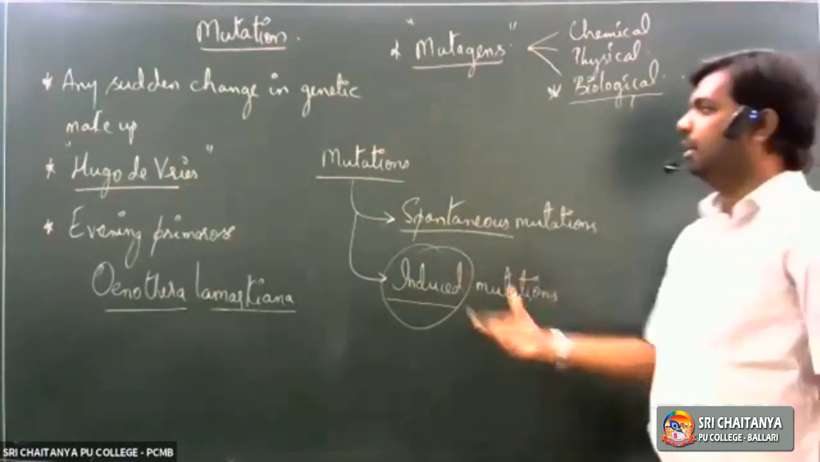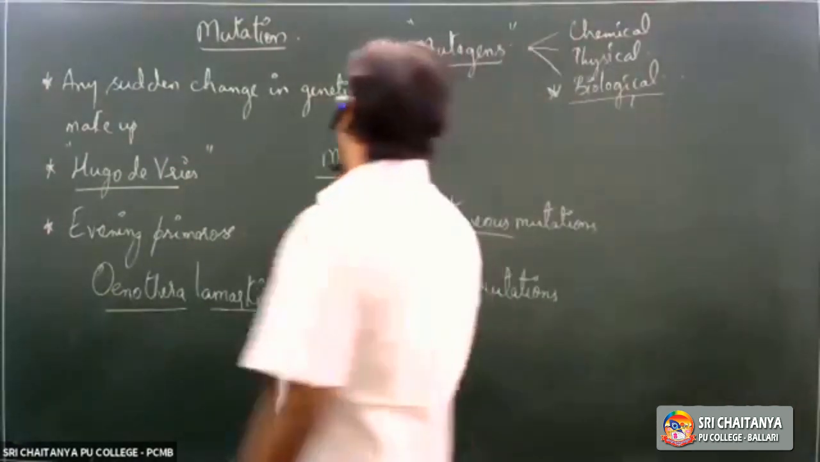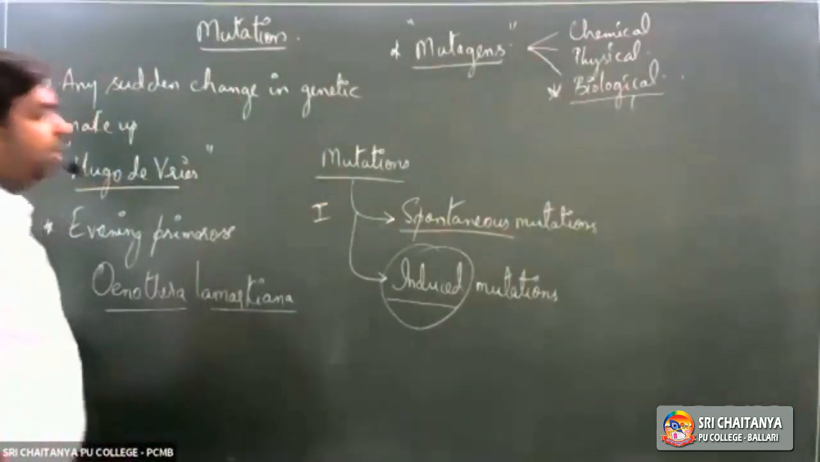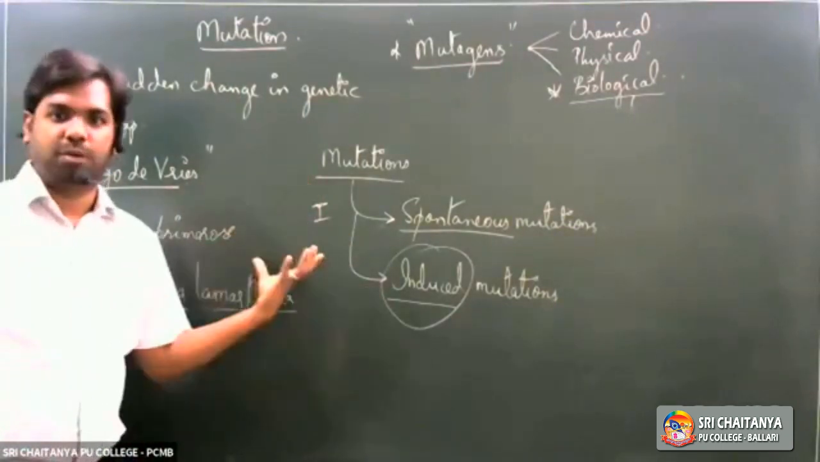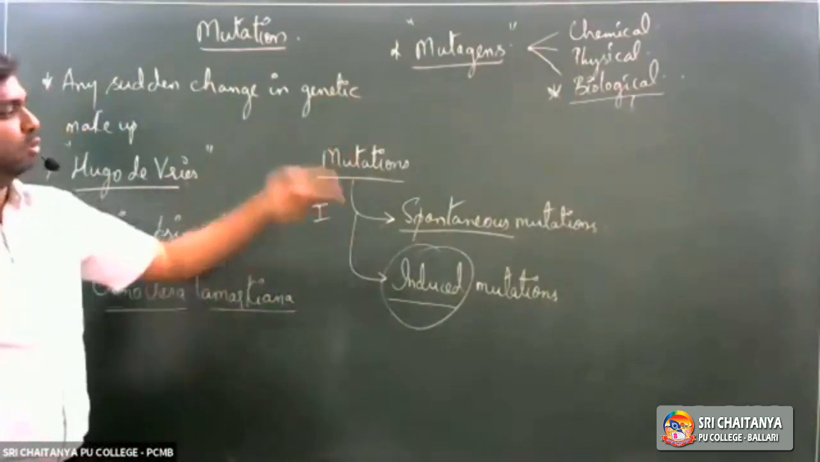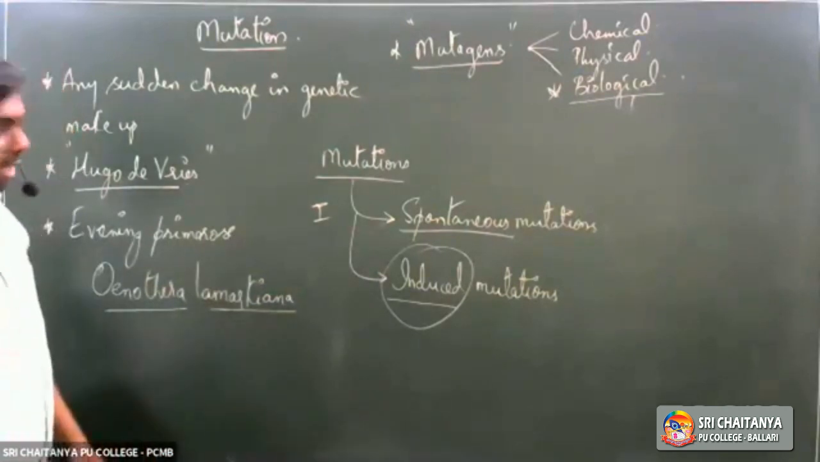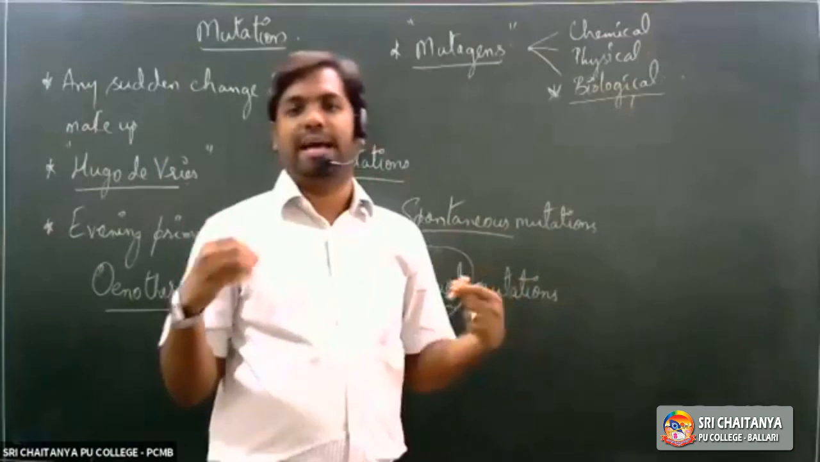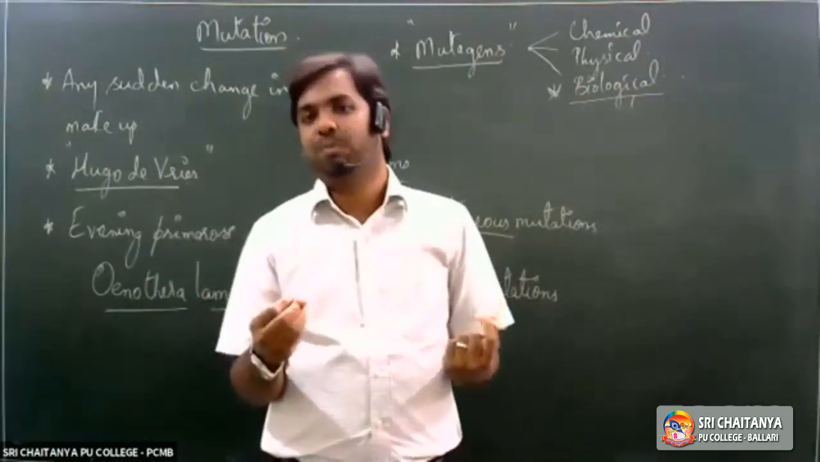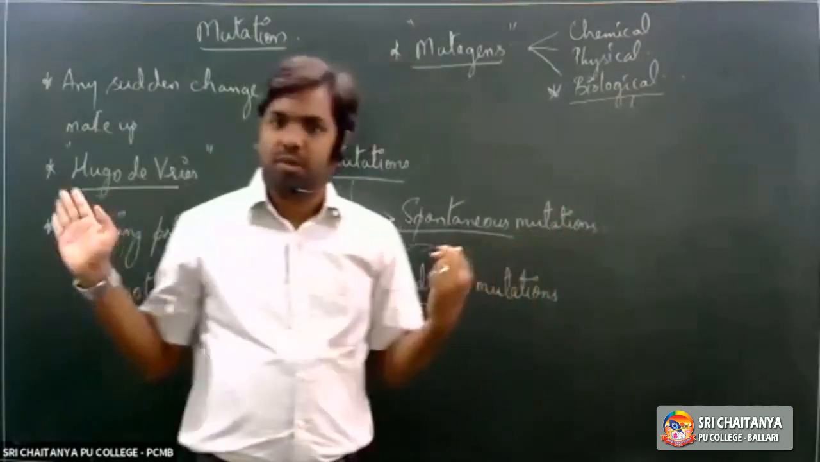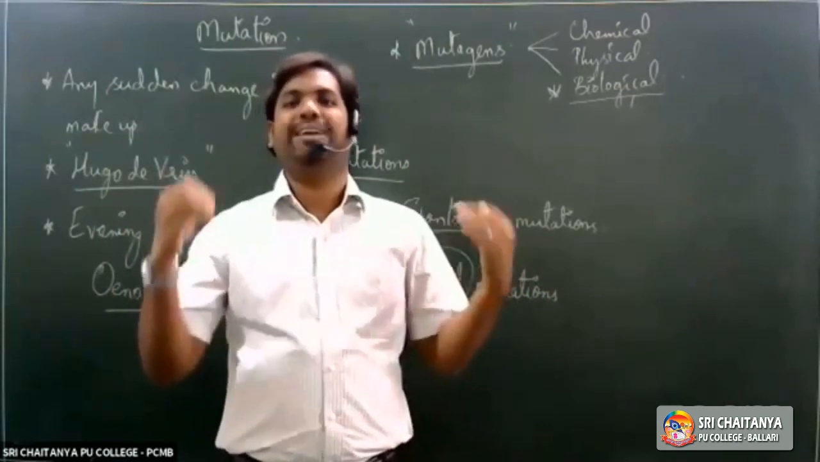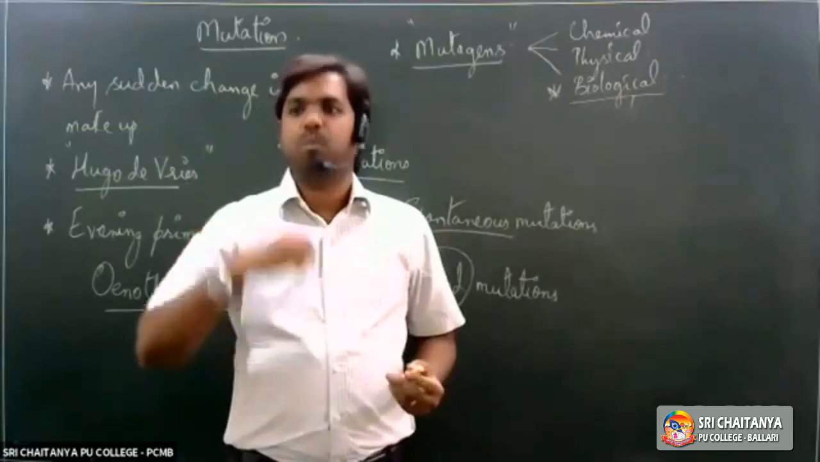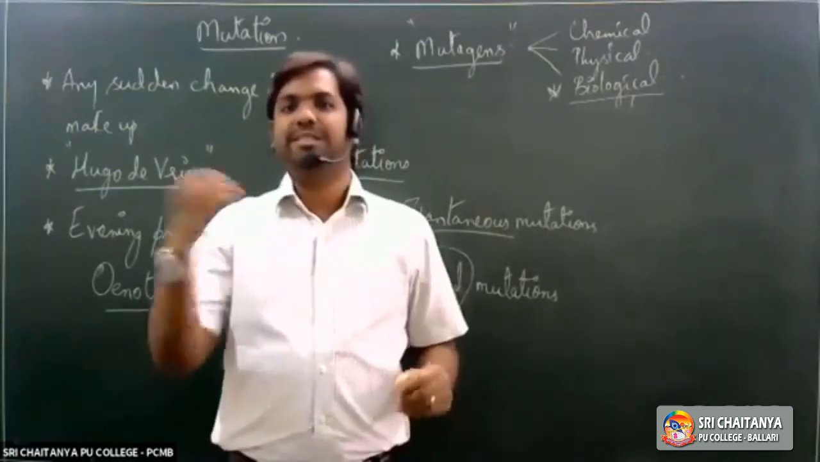So this is what we have. The first type of classification, how we actually classify mutations, is based on the origin of mutation: spontaneous mutation as well as induced mutation. We have one more type of classification, which we call the major type of classification. In this, we are going to classify mutations again into two categories based on where exactly mutation is taking place.